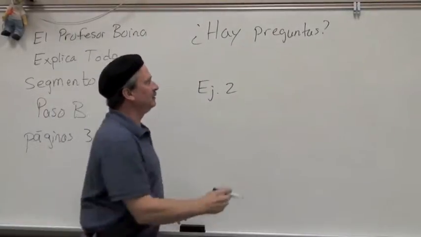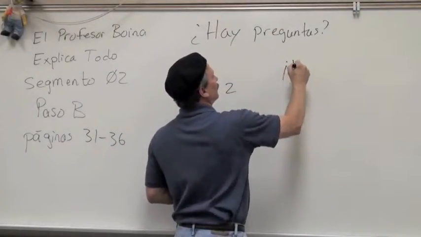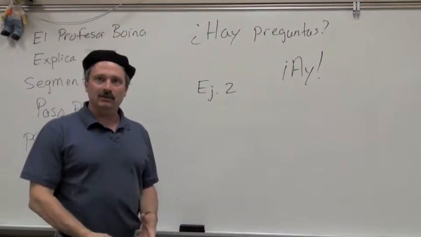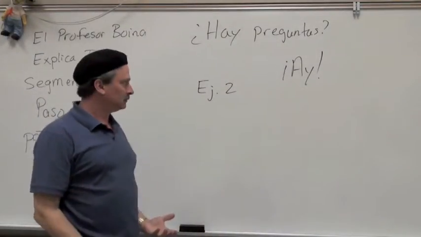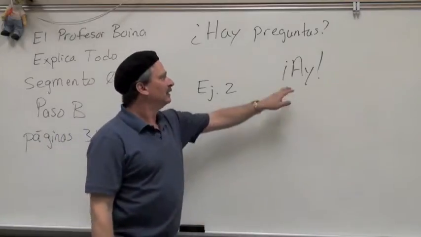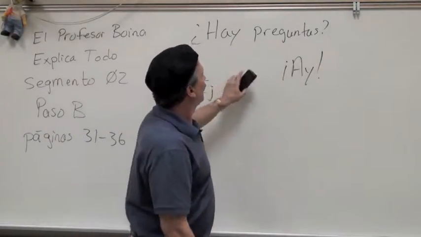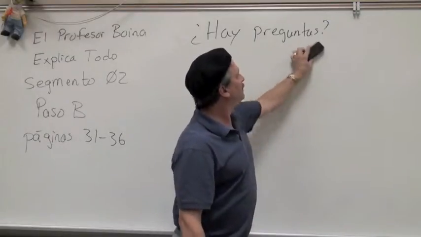This hay is not to be confused with this ay, which is what people shout when they stub their toe or they get bad news. Ay, ay, ay, ay, etc. This is an exclamation, ay, an interjection. This is the verb, hay, is there, are there.